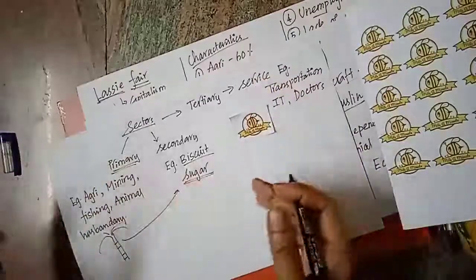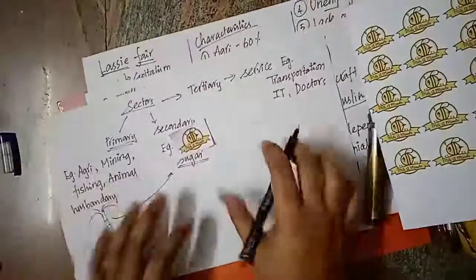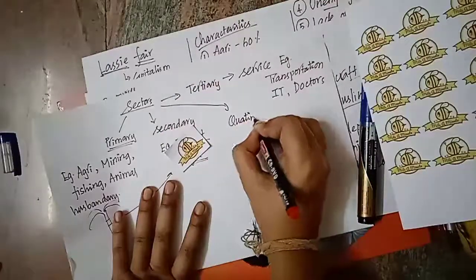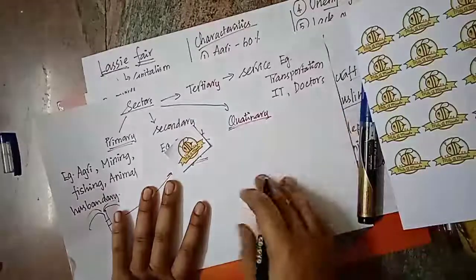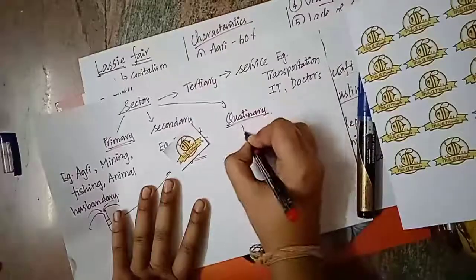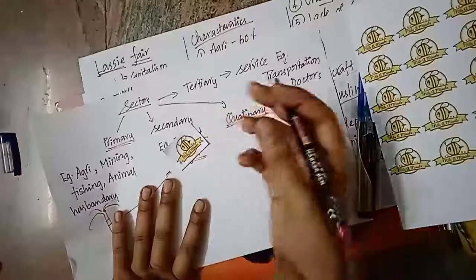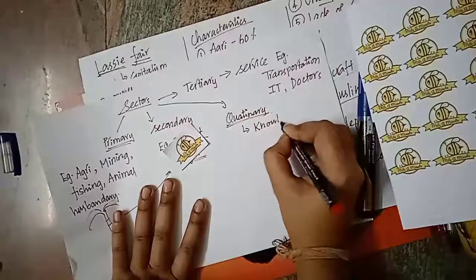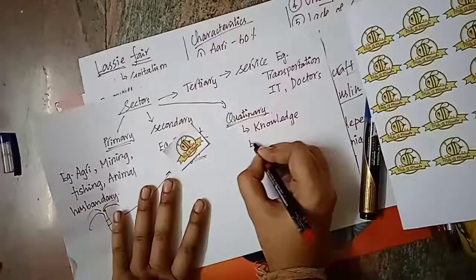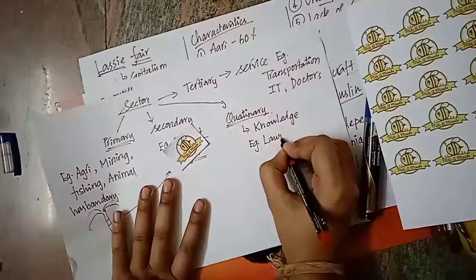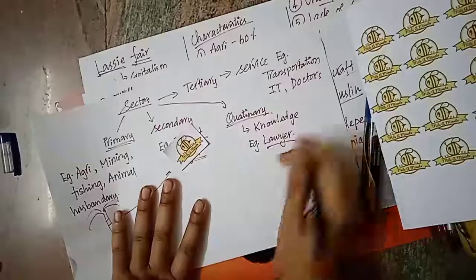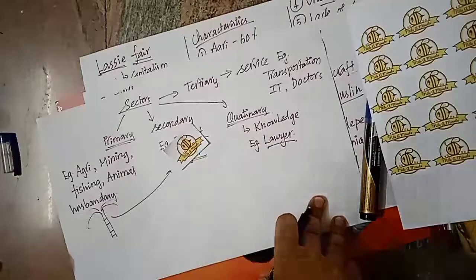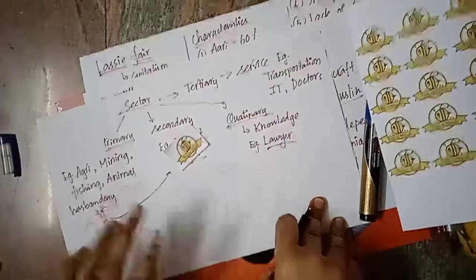But apart from these sectors, we have added some new sectors now, and those are the quaternary sector. What is the quaternary sector? The quaternary sector is also called the knowledge sector. So the jobs which relate to knowledge are included in this quaternary sector. The best example we can give for the quaternary sector is a lawyer. A lawyer is a profession in which knowledge is very essential. So the quaternary sector includes jobs which need knowledge.